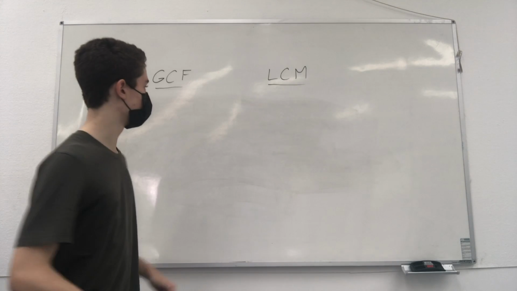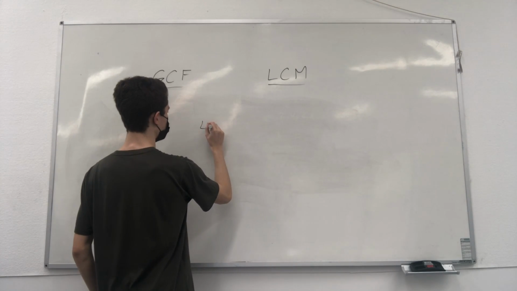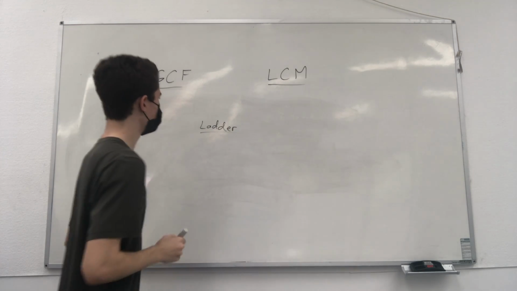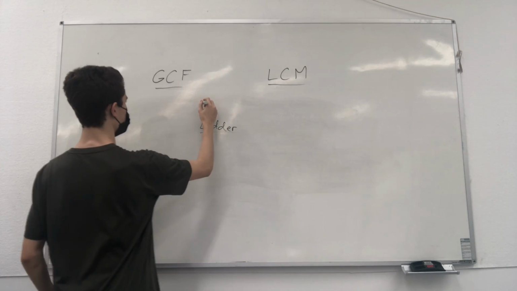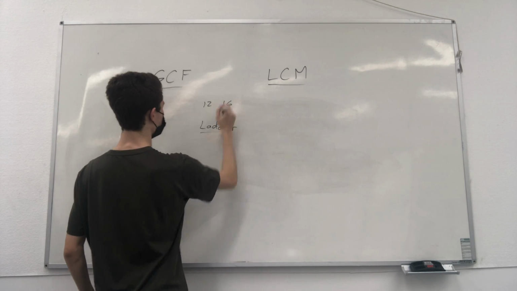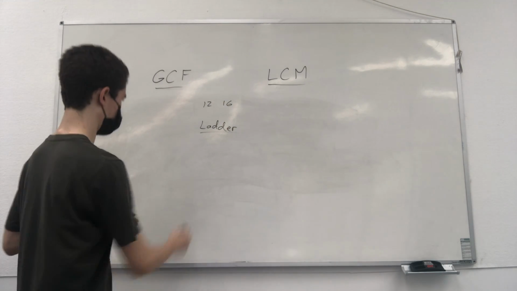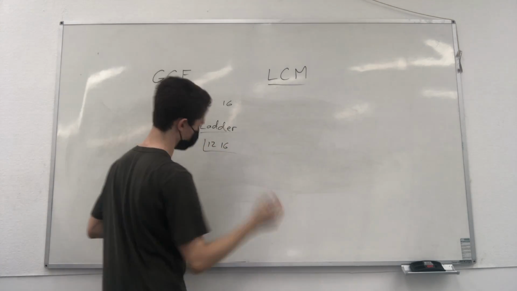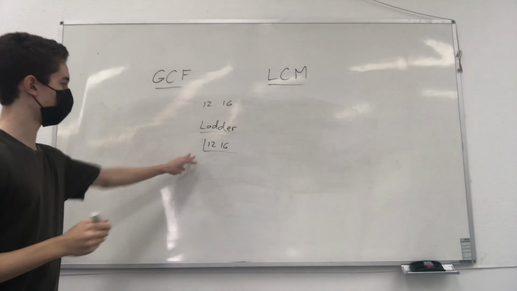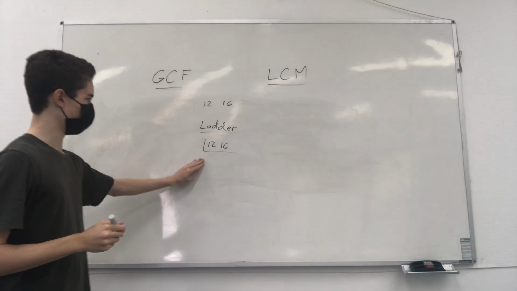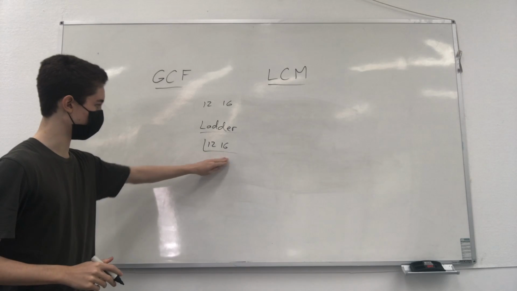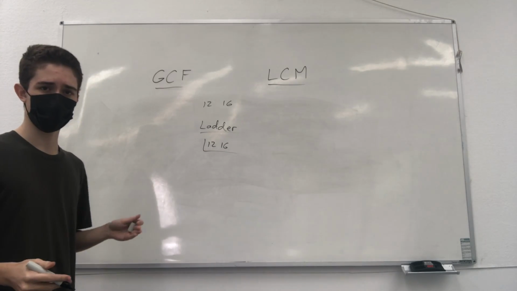Okay, so this method is called the ladder method, and I'm going to show it with an example. So let's take two numbers, 12 and 16. And what you do is first write these two numbers one beside the other, draw an L for ladder, and then you stop and think, okay, what is a number, ideally a small prime number, that you can divide both of these by? The first one I can think of is 2.